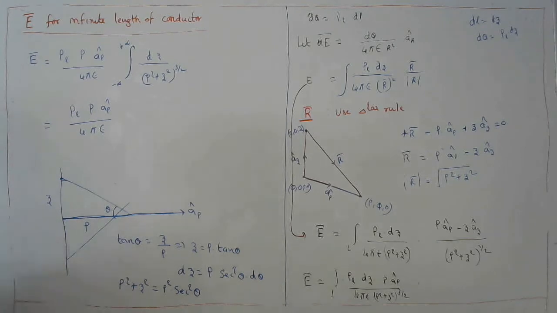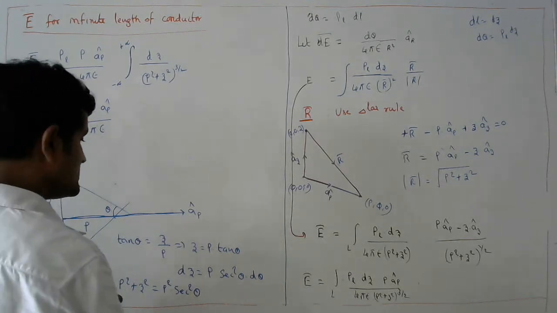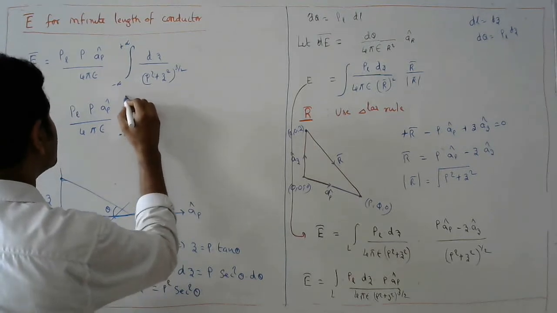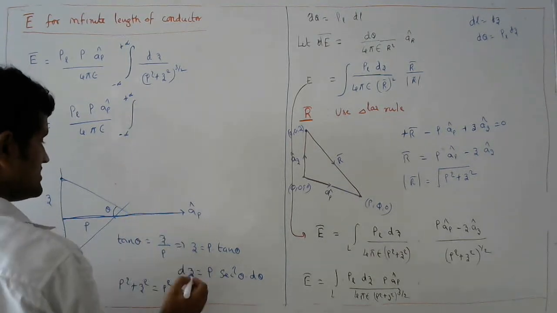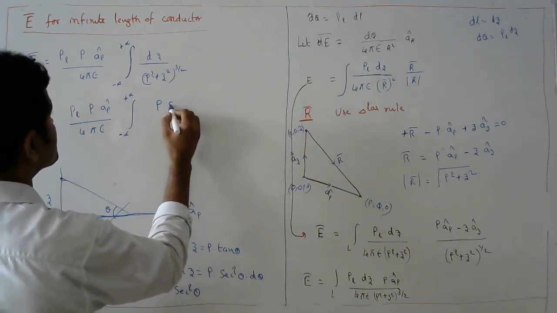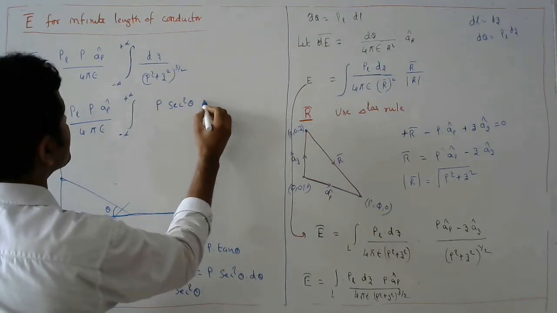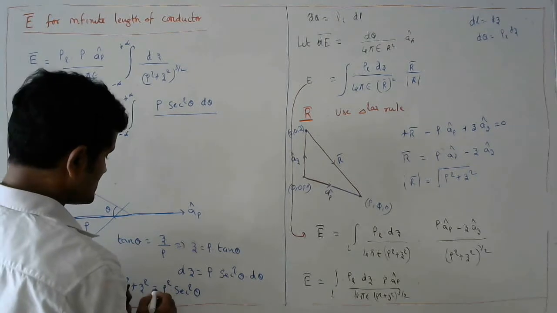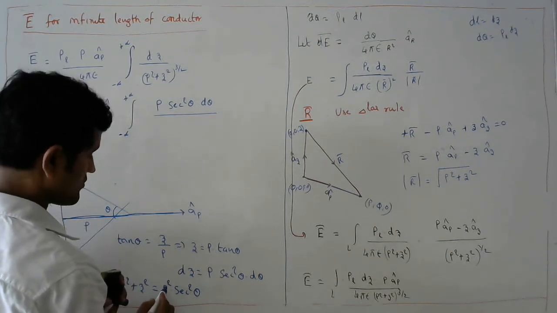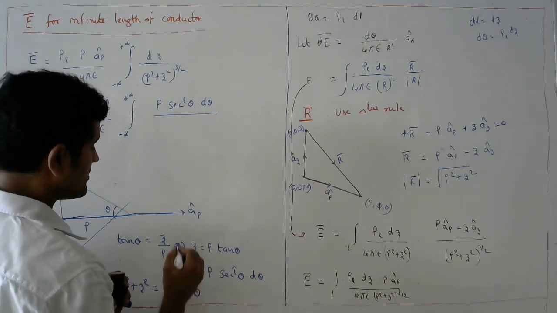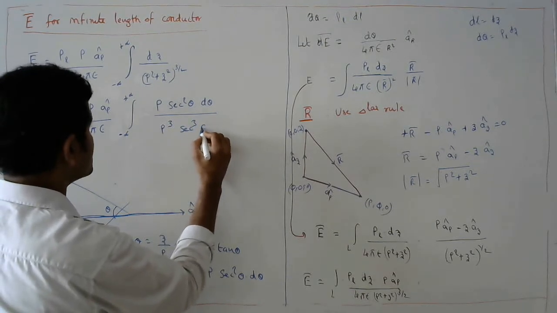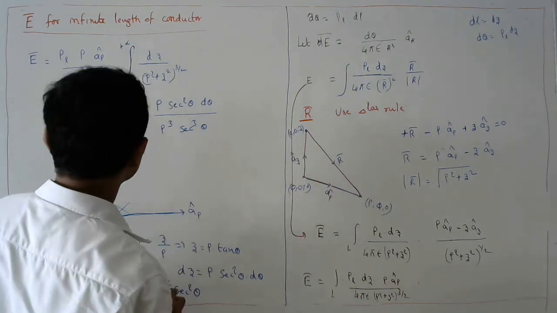Substitute all those values here. We get the integration from minus infinity to plus infinity of dz, which is rho secant square theta d theta, divided by rho square plus z square whole to the power 3 by 2. That is nothing but rho cubed secant cubed theta.